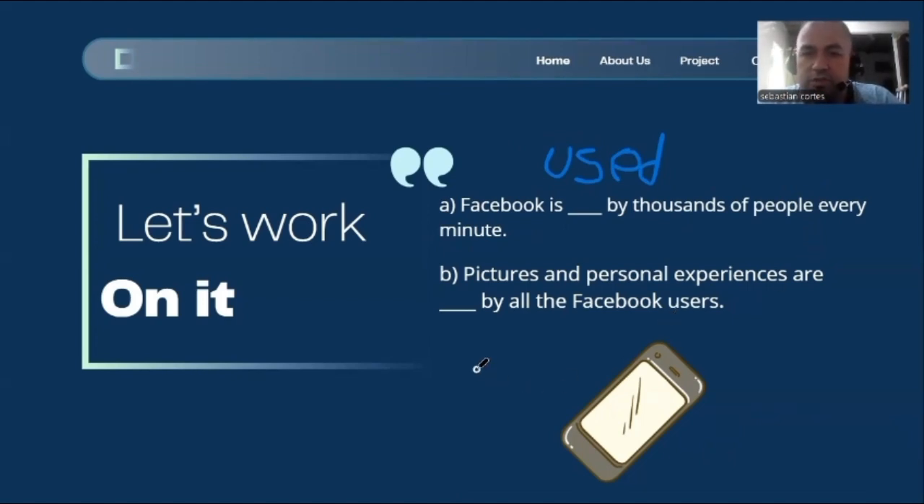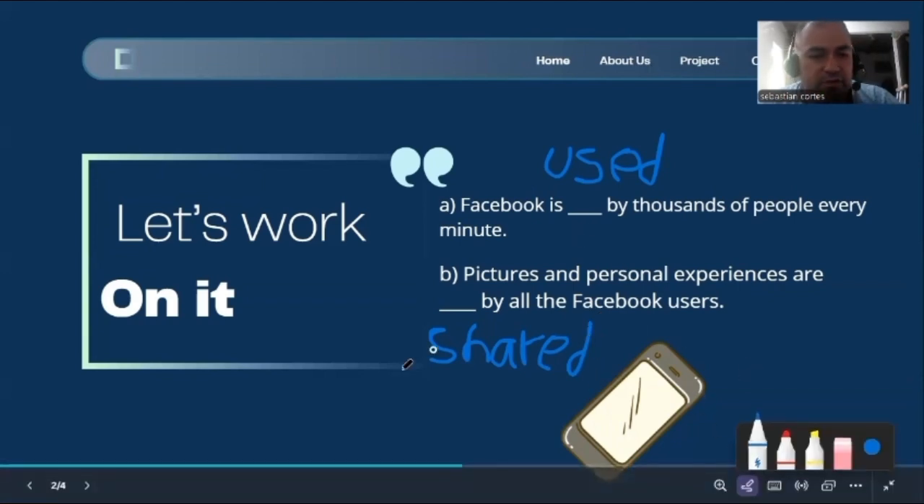And on the second question, number B, which is: pictures and personal experiences are what? Are shared, are published, what? Oh, yeah, that's right. So one more time, we're going to read it together. Pictures and personal experiences are shared by all the Facebook users.